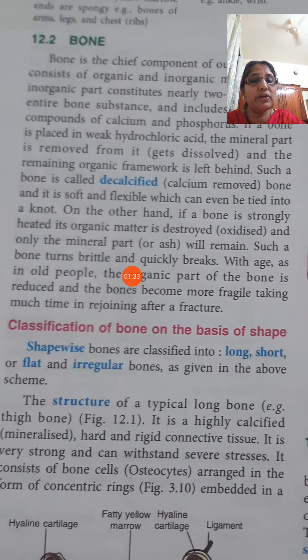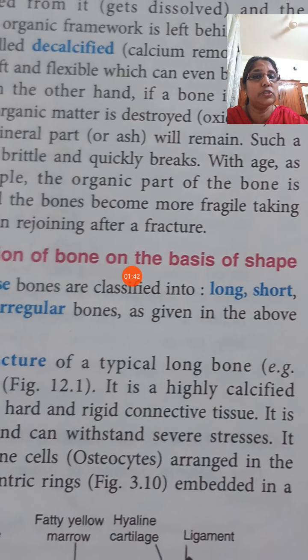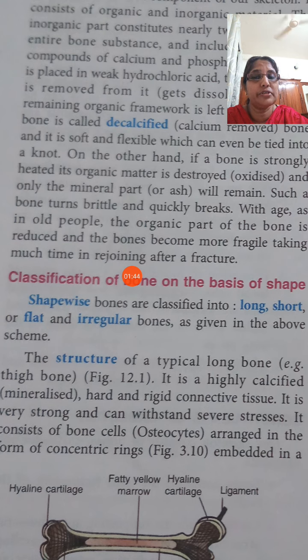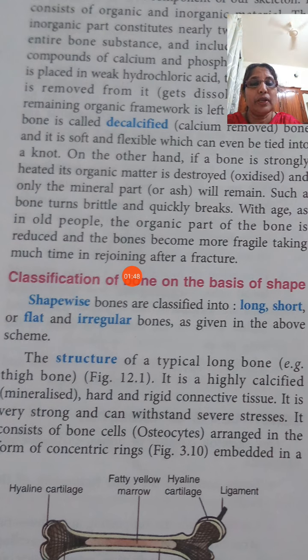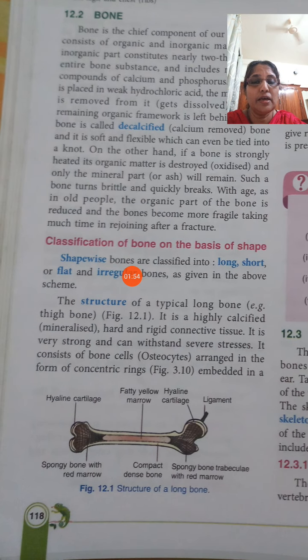Then the classification of bones on the basis of shape. According to shape, bones are classified into long bones, short, flat and irregular bones. Bones have different shapes. Here a typical long bone is shown in the picture. You can see the picture.